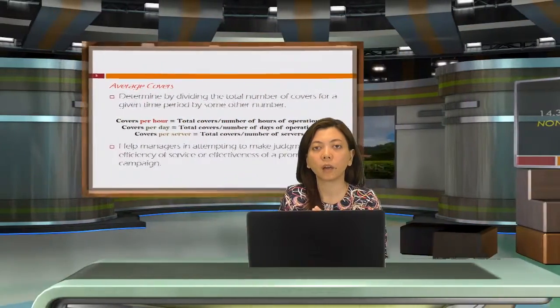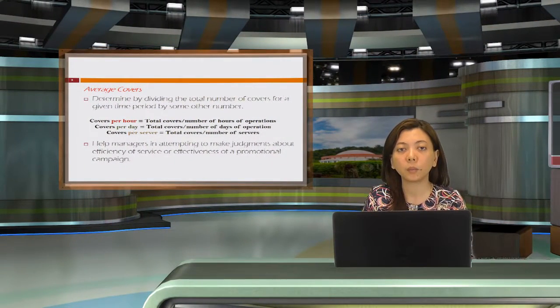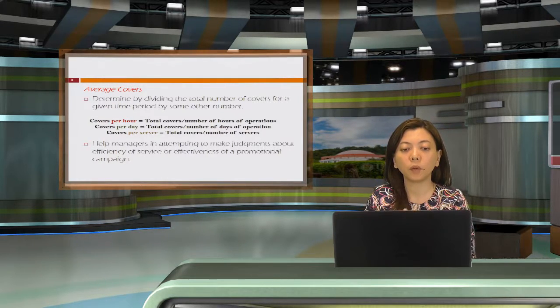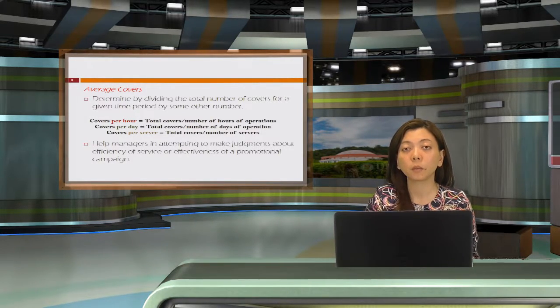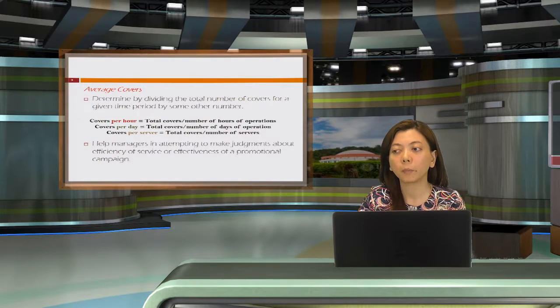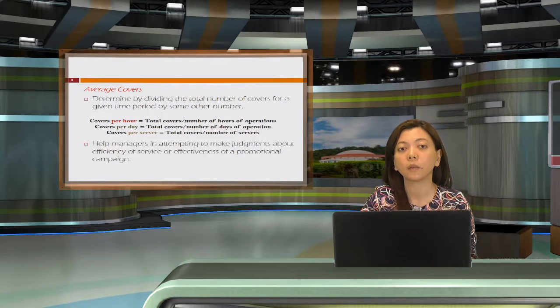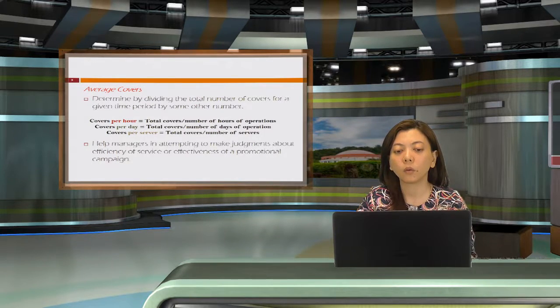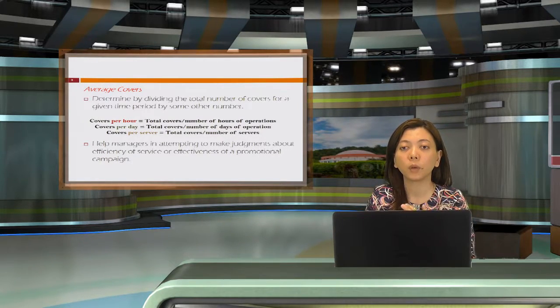And then there's the average covers. So average covers is determined by dividing the total number of covers for a given period of time by some other number. So if you want to know per hour how many customers you serve, then you total up the number of customers divided by the number of hours of operation. So you would know per hour how many customers you actually serve. And then the same goes per day, and also per server, meaning how many customers your server is able to serve within a certain period of time.